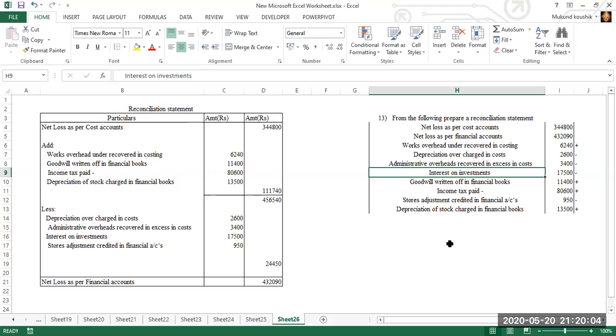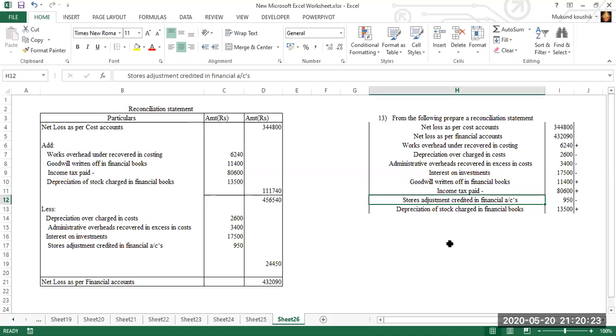Then interest on investment is an income, generally we used to add, since the question is loss we have to deduct. Then again goodwill written off in financial books is an expense, so generally we used to deduct, but since it is a question of loss, we have to add. Then income tax paid is an expense. Generally we used to deduct. So since the question is about loss, this item we have to add.